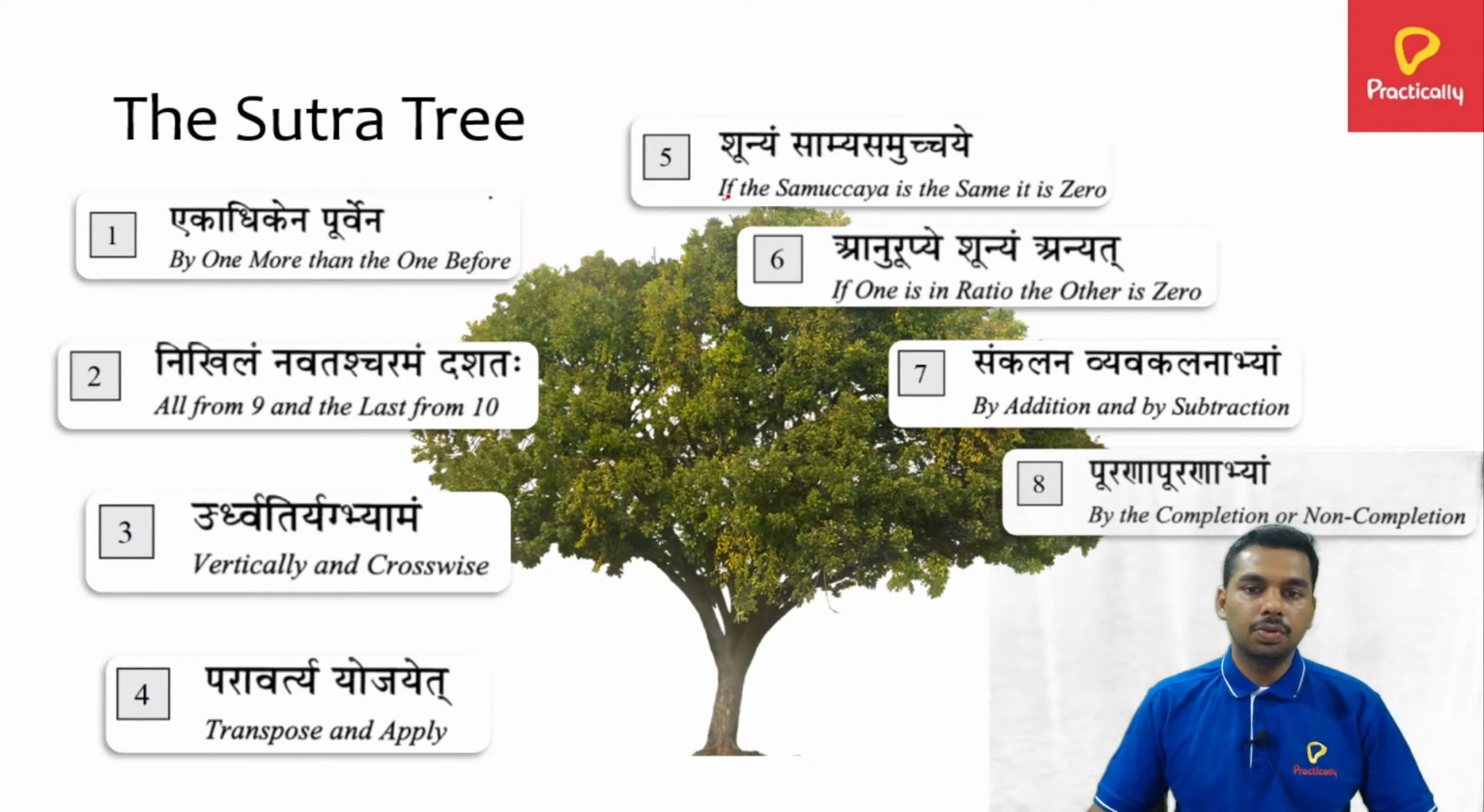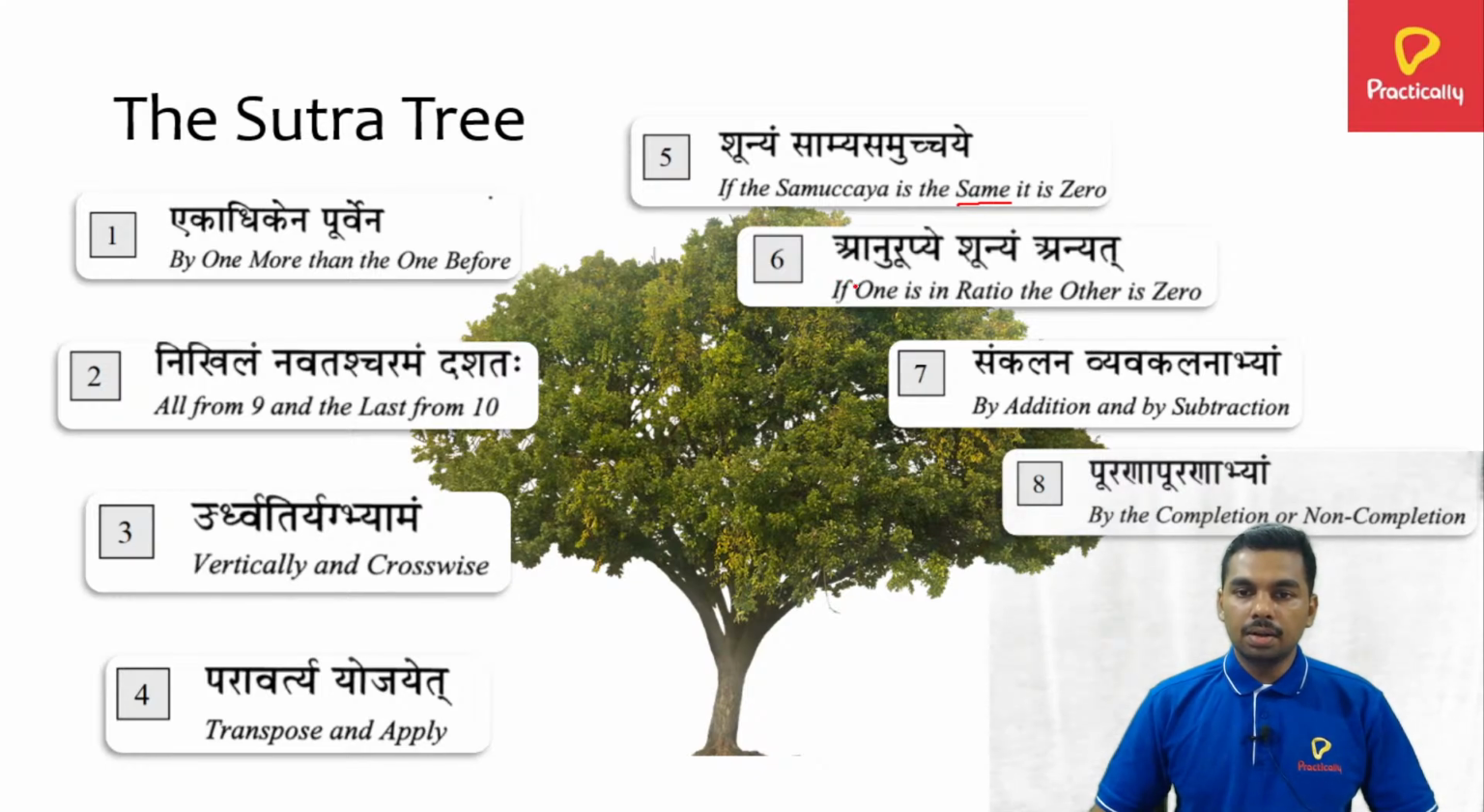Coming to the fifth sutra, in English it is: if the samuchaya, which we were saying is equivalent to the ratio, is the same, it is 0. Shunyam Samyasamuccaye. That is the actual sutra in Sanskrit. Shunyam means 0, Samya means equal to. So if the samuchaya is the same, then it is 0. Here same, in some contexts might be equal to, but in some contexts it can be something similar to congruency. In geometry there is this idea of congruent triangles, so there is an application of these sutras to geometrical interpretation or geometrical problems as well.